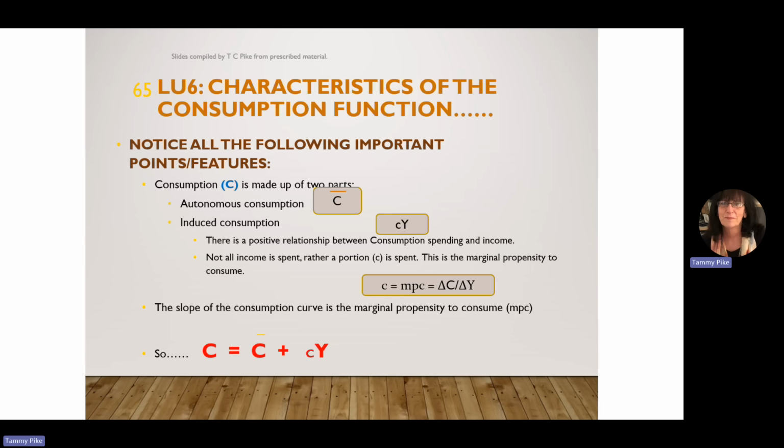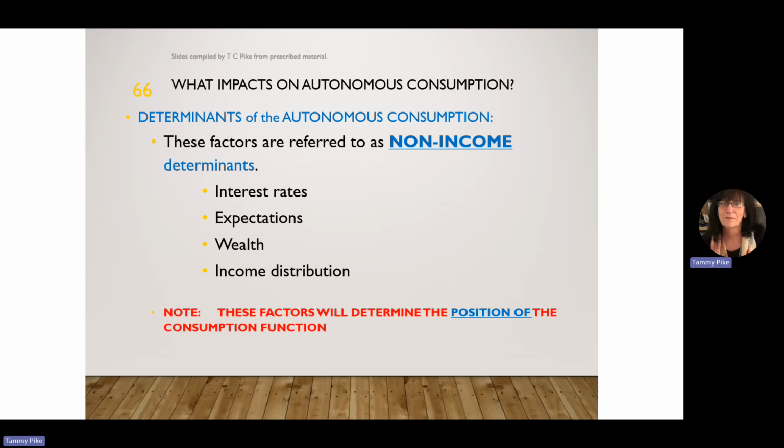We're going to go and have a look at what are those factors that will affect autonomous consumption. There they are. Interest rates, expectations, wealth, income distribution. Learn them. All right. And notice that they are non-income determinants or factors. Income does not affect autonomous consumption. It can't, because autonomous means it is independent of the level of income.